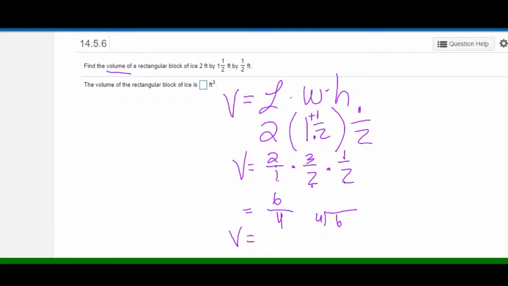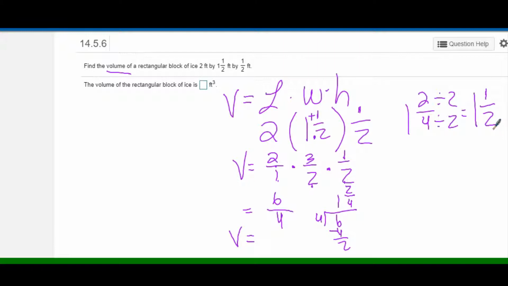6 divided by 4, you'll end up with 1 and 2/4. And you have to simplify 1 and 2/4. Since 2/4 is not the simplest form, we can simplify our fraction by dividing by the greatest common factor, which will be equivalent to 1 and 1/2.